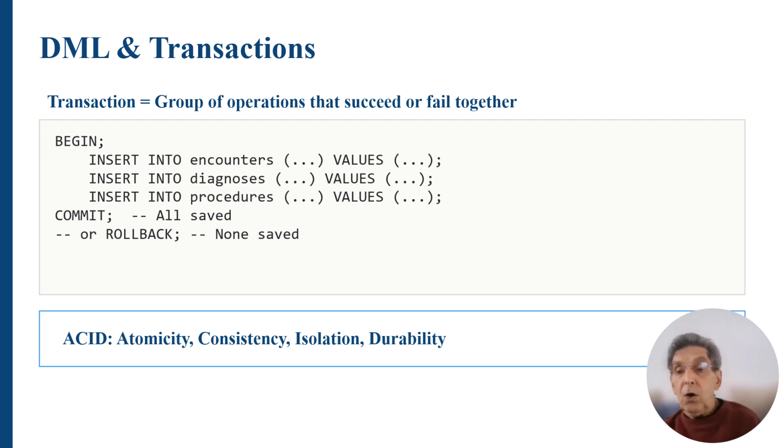Atomicity means all or nothing, as we just discussed. Consistency means the database moves from one valid state to another. Isolation means concurrent transactions don't interfere with each other. And durability means once committed, the data survives system failures. These properties are essential for healthcare systems where the integrity of the data is critical and impacts patient safety.